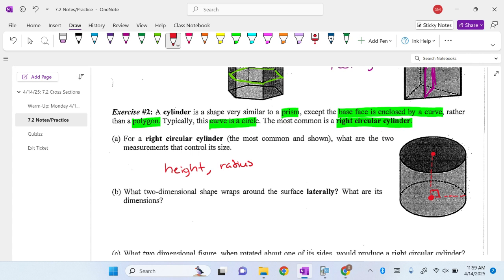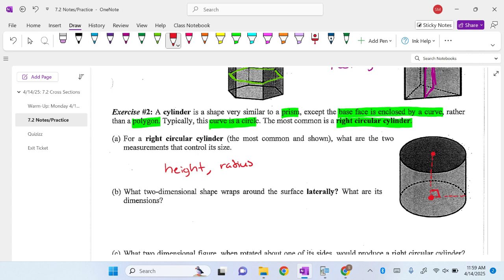Now, what two-dimensional shape wraps around the surface of the circle? So in other words, if I had two circles and I was trying to connect them using a different shape of paper, I want them to wrap completely around the circles with no gaps, no breaks. What shape should that paper be? Should it be a triangle, a rectangle, circle? What do you think? It should be a rectangle.